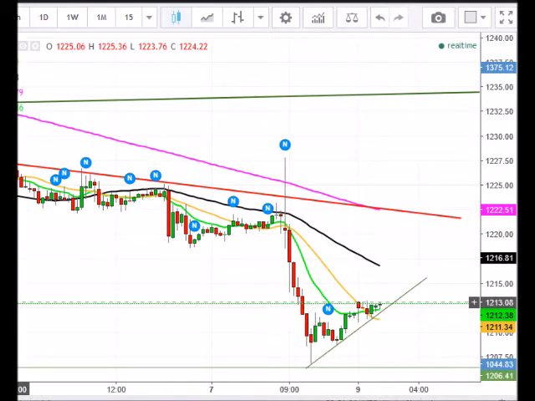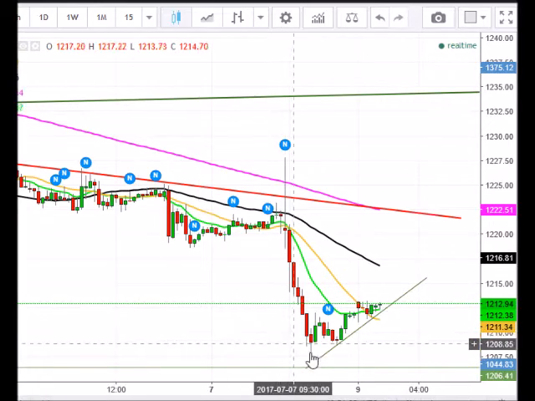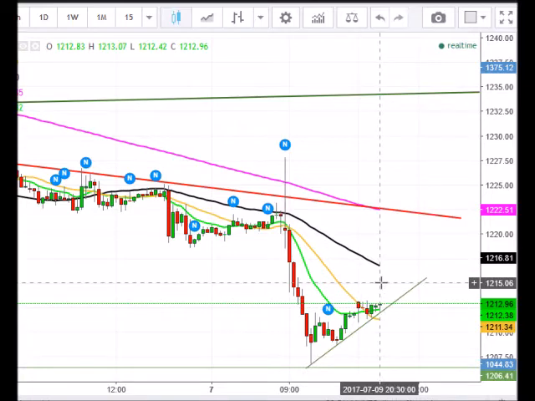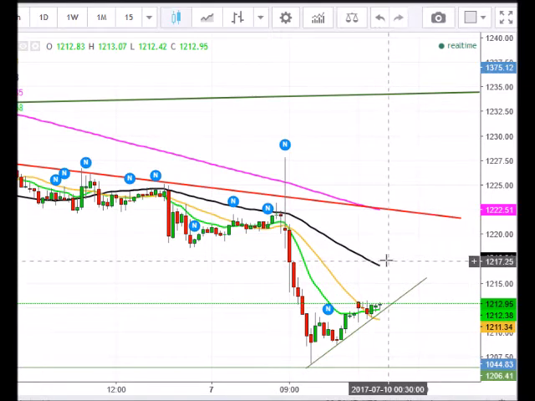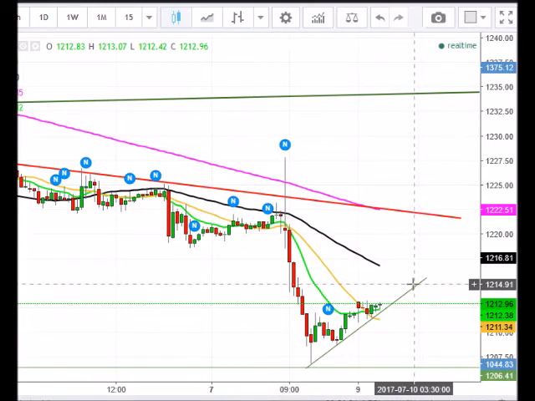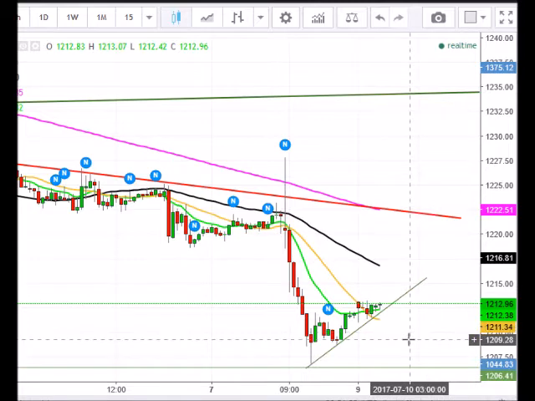Okay, so dropping down to the 30-minute time frame, you can see that we have been trying to bounce off of this trend line here and proceed to go higher. We're going to be faced with this 50-period simple moving average at around the 1217 level, and then probably see a little bit of a retracement and then proceed to head lower.